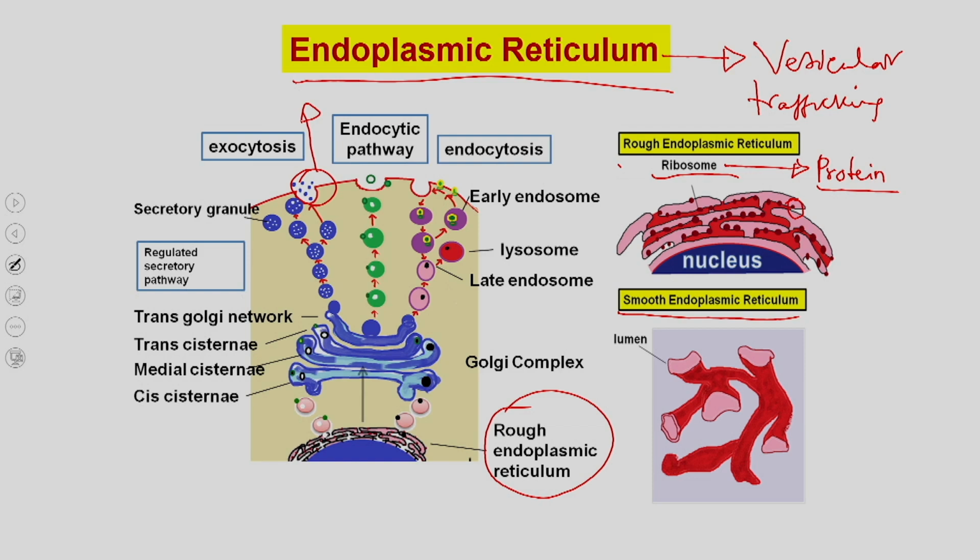Similarly, if there are substances which need to go to the mitochondria, the Golgi bodies will receive those proteins from the endoplasmic reticulum, they will process it, tag it with the mitochondrial localization sequences, and that is how those vesicles will go to the mitochondria.